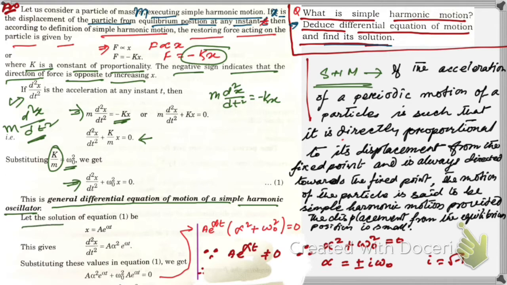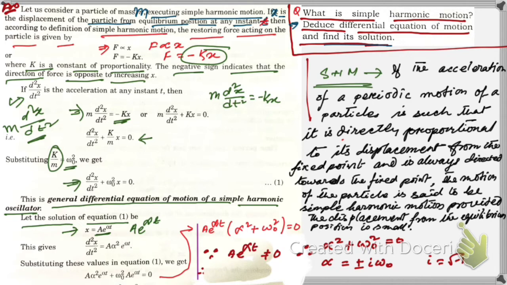Now let us consider the solution of equation number 1 as x is equal to a into e to the power alpha t. We have considered it that way. If you consider so, then we find the second order derivative, right?